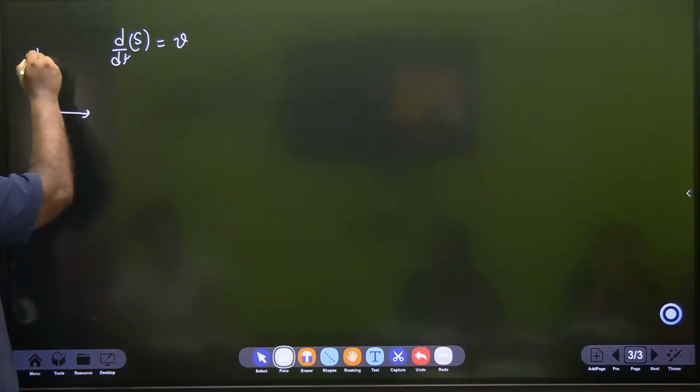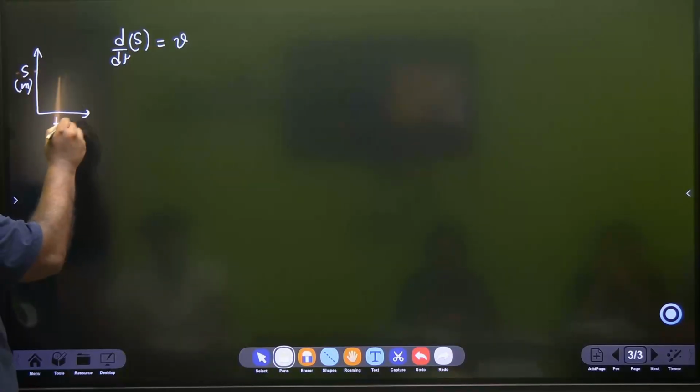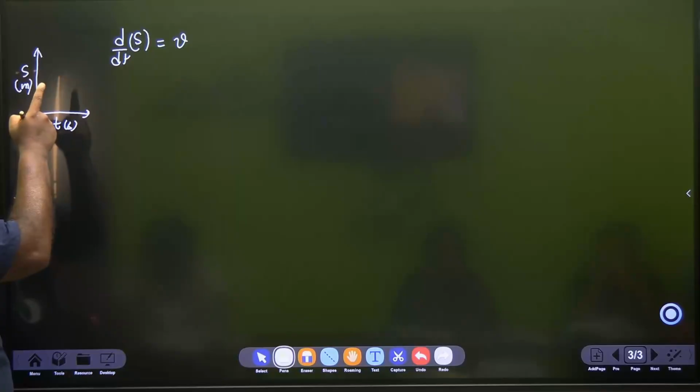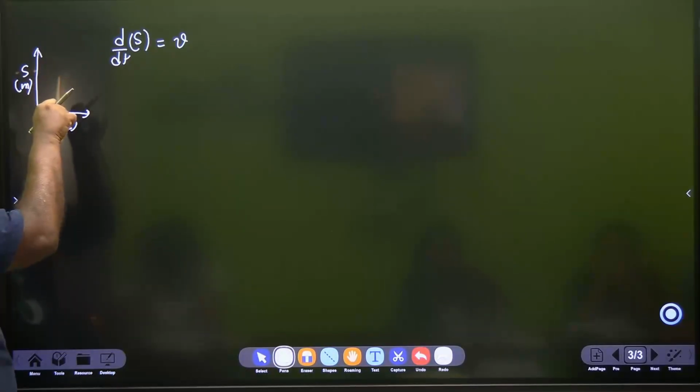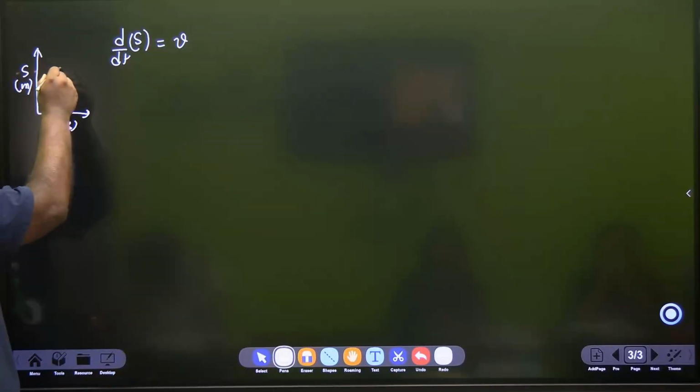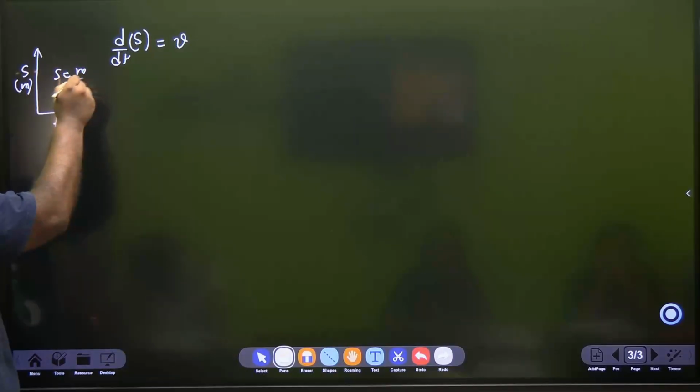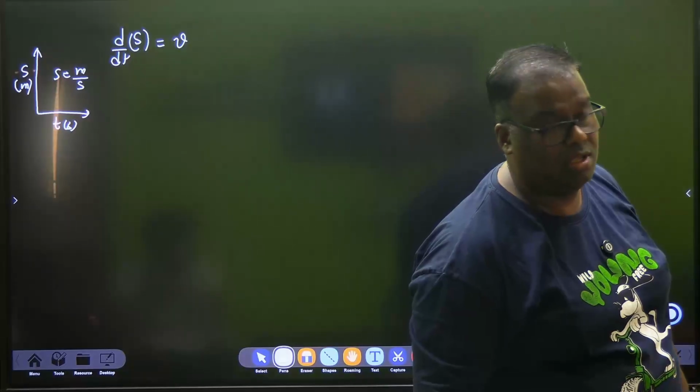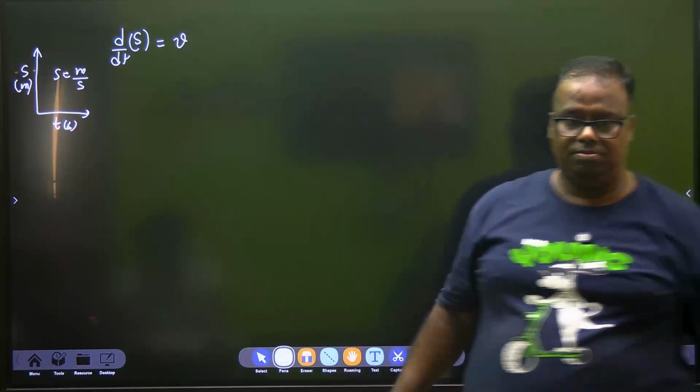Sir, I did not understand. This is s measured in meters. This is t measured in seconds. You're trying to calculate the slope. Slope is always del y by del x. Whatever measurement you get, the slope will be some meter on top and second below. This is what? Velocity, meter per second.